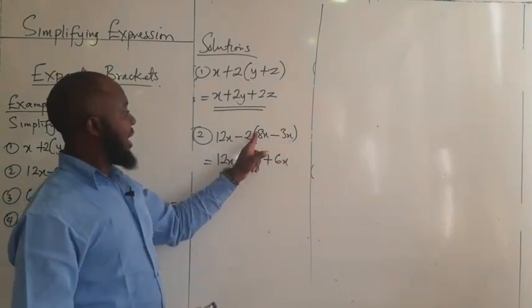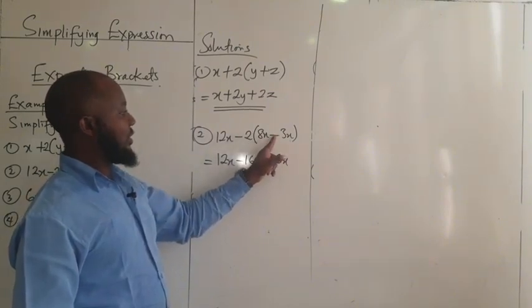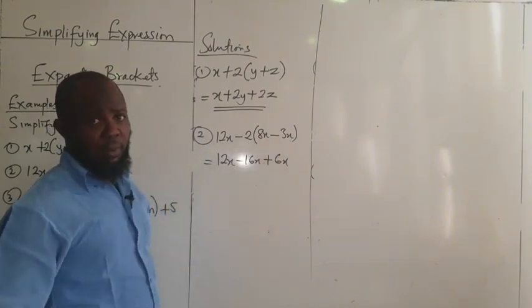You can see that the sign before the 8x was plus, and now it is minus. While the sign before the 3x was minus, now it is plus. Hope I'm making sense.